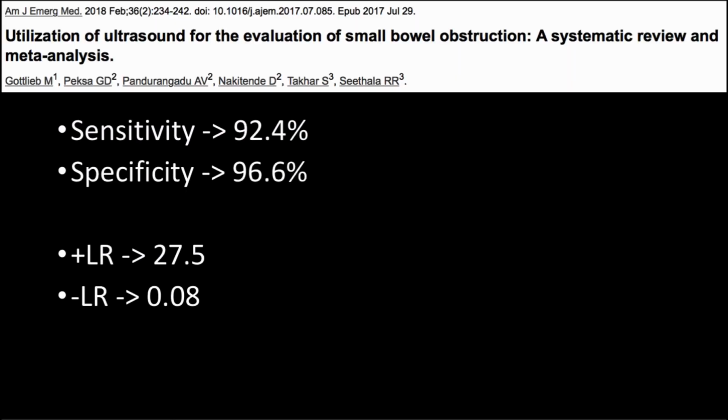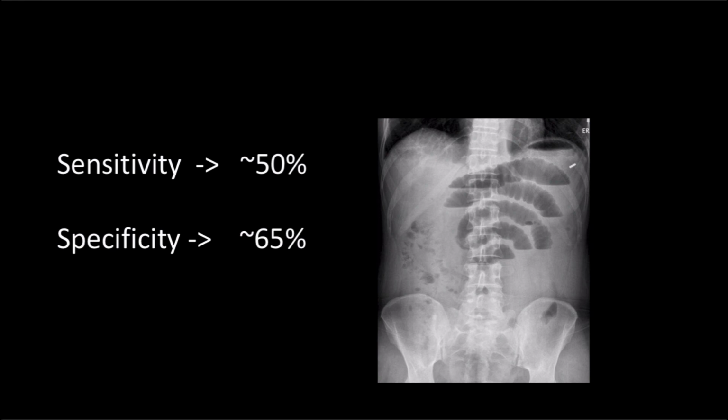When these techniques are utilized, the evidence displays an impressive test performance, meaning that a meta-analysis of nearly 1,200 patients in 11 different studies showed a sensitivity of 92.4% and a specificity of 96.6%. When comparing ultrasound performance to plain radiographs, you can easily see how ultrasound surpasses and outperforms plain radiographs for the diagnosis of small bowel obstruction.